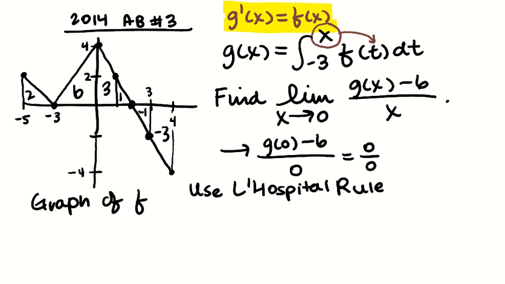All right, so I'm going to use L'Hopital's rule, where this is going to become equal to the limit as x approaches 0 of the derivative of the top, which is g prime of x minus 0, divided by the derivative of the bottom, which is the derivative of x, just 1. Okay, now I'm going to try again. Well, g prime of x is equal to f of x. I know that. So this is going to be f of 0 divided by 1. F of 0 is 4.